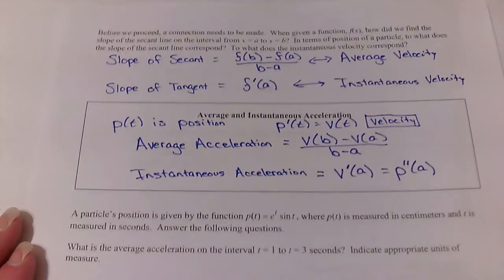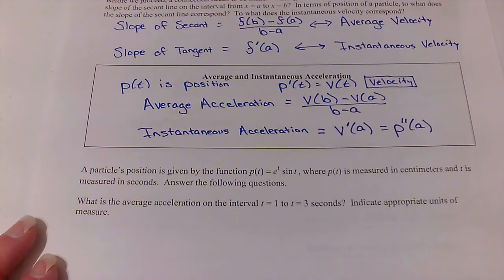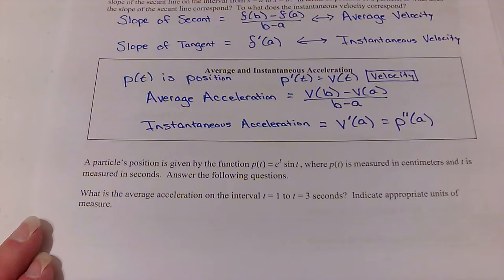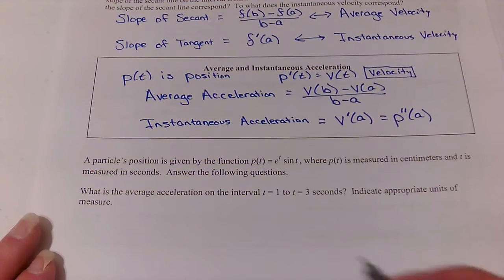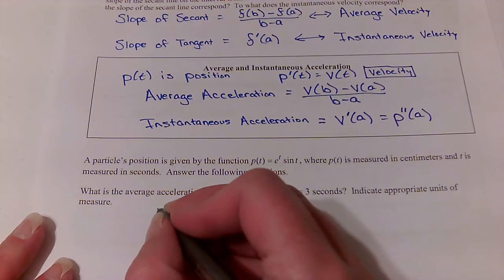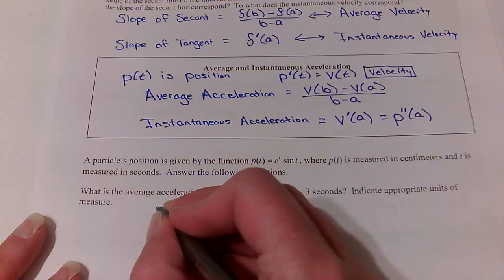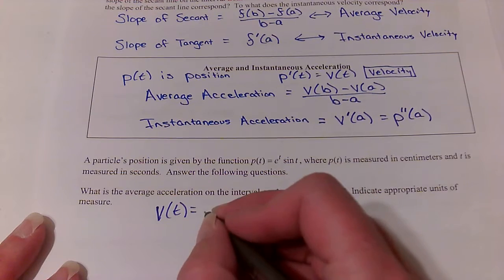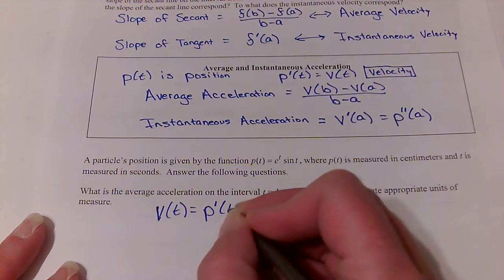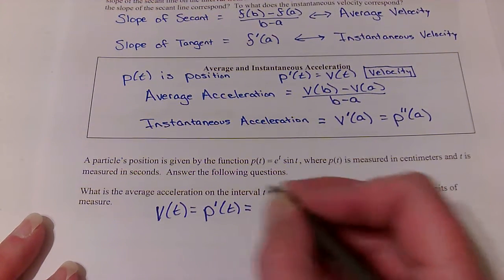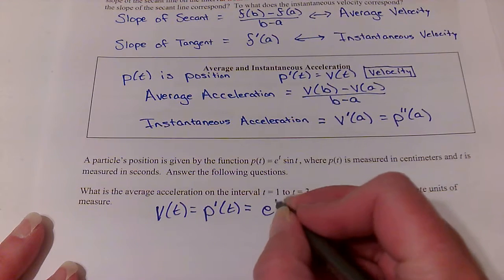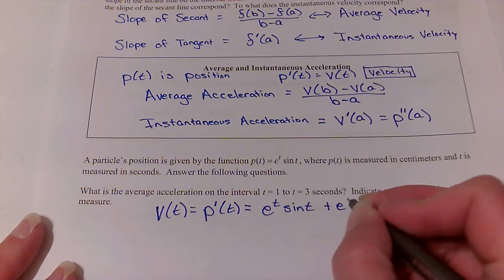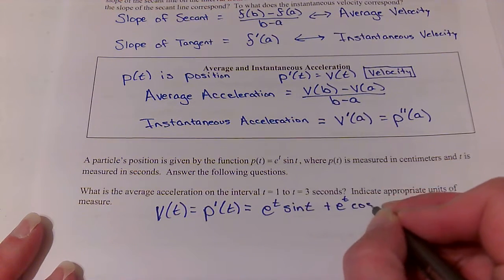So, continuing with the same function we had earlier, e to the t sine t, let's talk about acceleration. We already knew what the velocity function would be. That's the derivative of position, and we found that to be e to the t sine t plus e to the t cosine t.